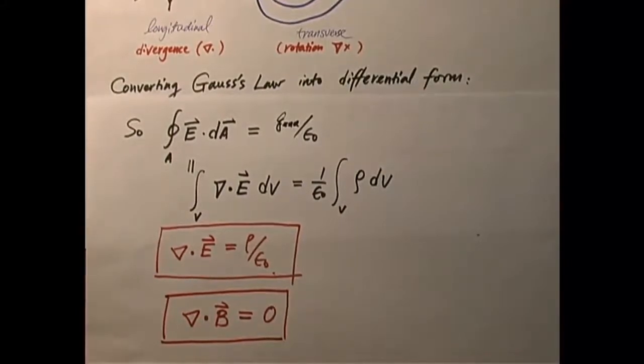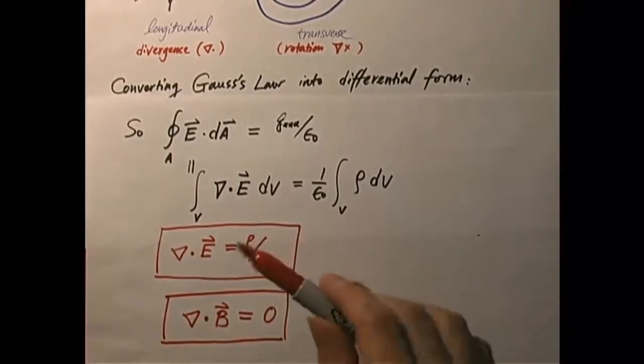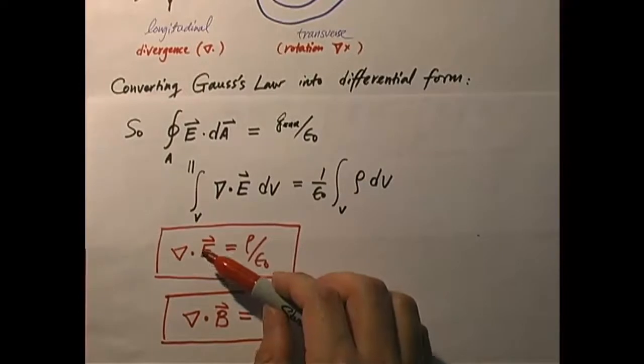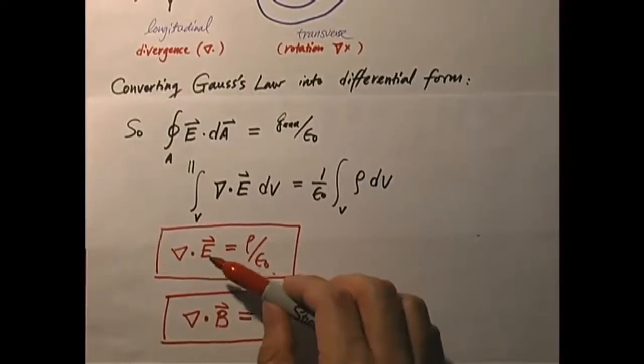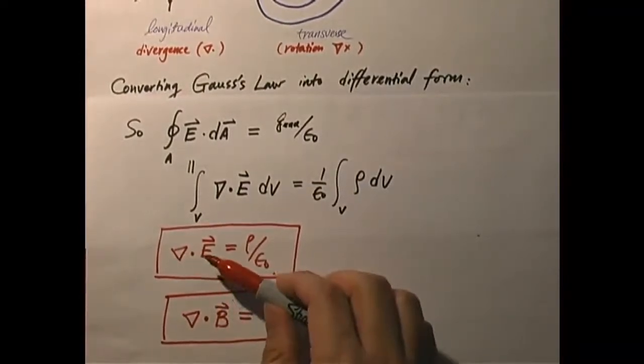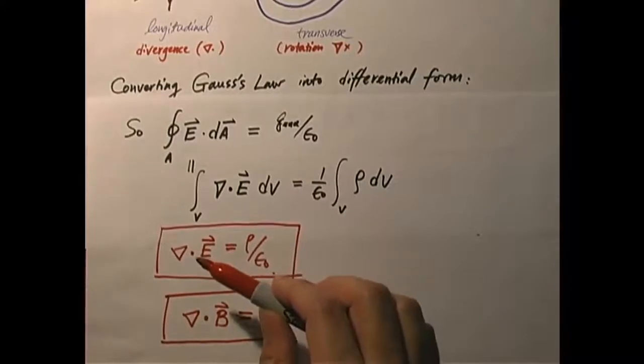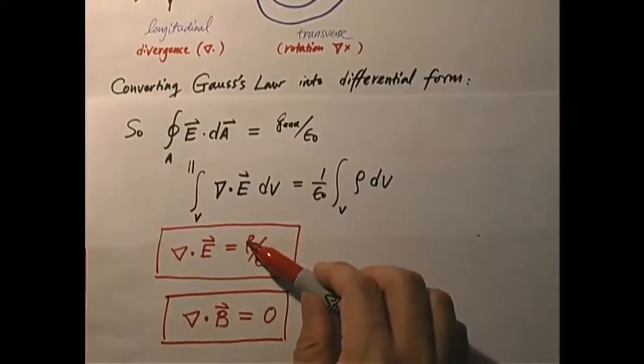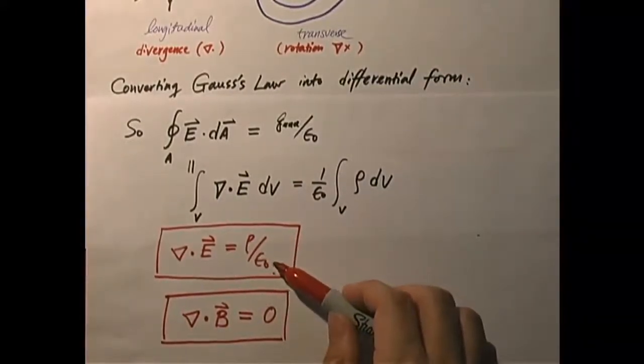Okay, now mathematically, it means that there is a longitudinal component of the electric field which is picked up by this differential operation, gradient dot, or the divergence. Okay, what is that equal to? It equals the charge density divided by a constant epsilon naught.